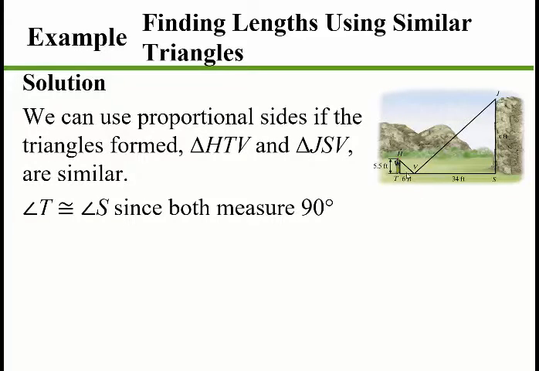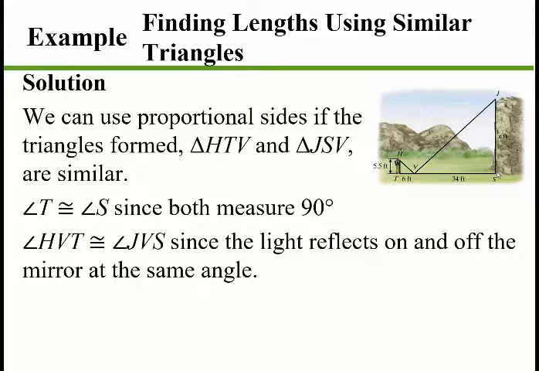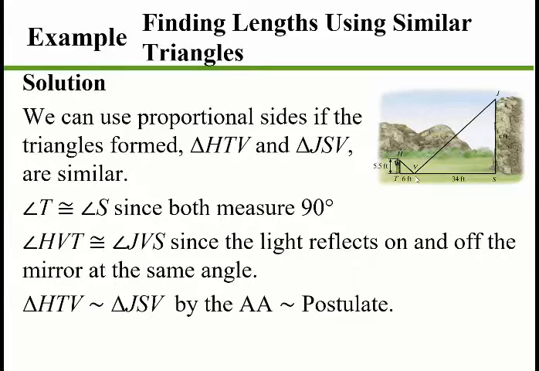So since the measure of angle T and the measure of angle S here are both 90 degrees, what we can say is the measure of angle HVT is equal to the measure of angle JVS, since the light reflects on and off the mirror at the same angle. So we got this angle and this angle here are the same. So we can say then if two angles are congruent, triangle HTV, the small one, is similar to triangle JSV by the angle-angle similarity postulate.